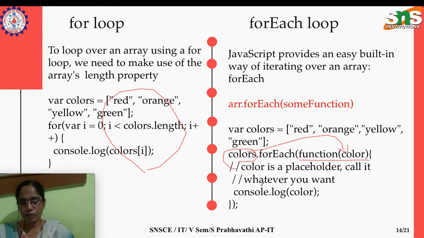Okay, and what we are doing is just displaying it with console.log, so red gets displayed. Then the array index automatically gets incremented. Now color will hold the value orange, and orange gets displayed, and it keeps on looping until it completes all the array items. So this is about forEach in JavaScript.